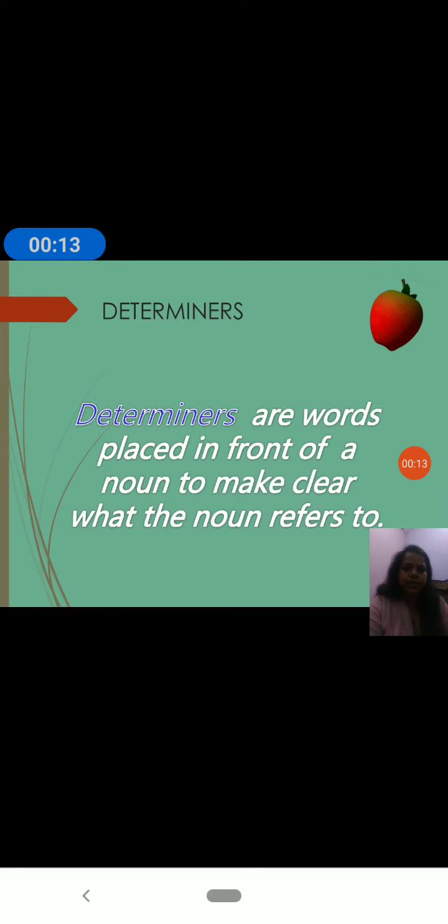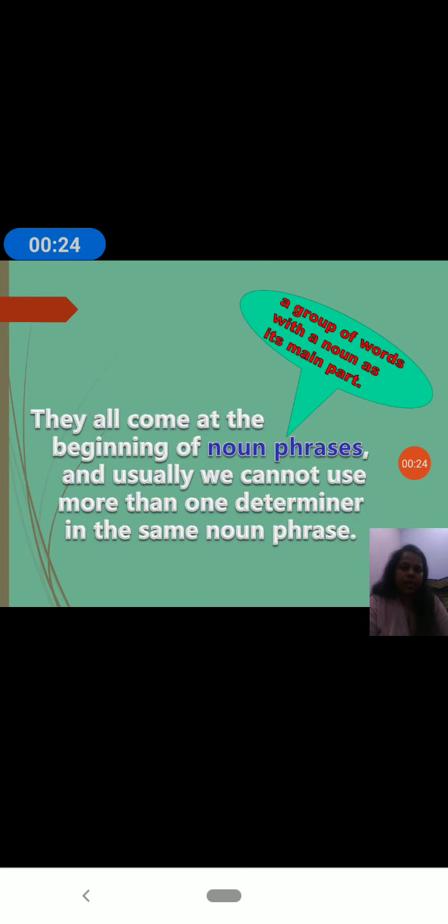Determiners. What are determiners? Determiners are words placed in front of a noun to make clear what the noun refers to. They all come at the beginning of noun phrases. And usually we cannot use more than one determiner in the same noun phrase. A noun phrase means a group of words with a noun as its main part.